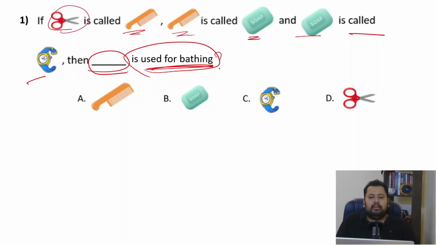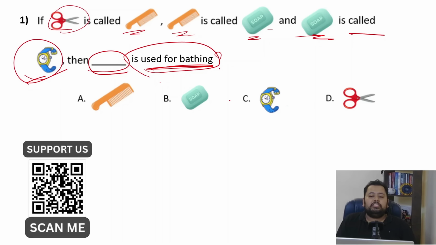Great. I think easy one. So what is used for bathing? We use soap for bathing. And what is soap called? Soap is called a watch, right? So option C is your correct answer.